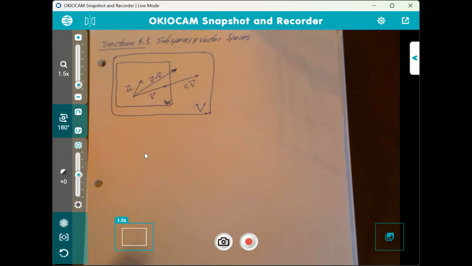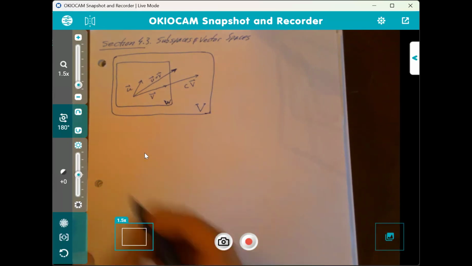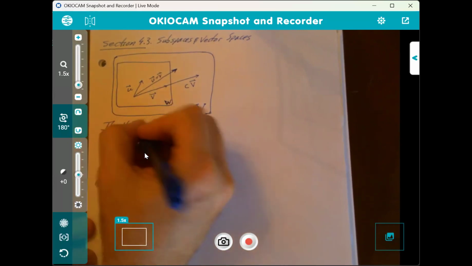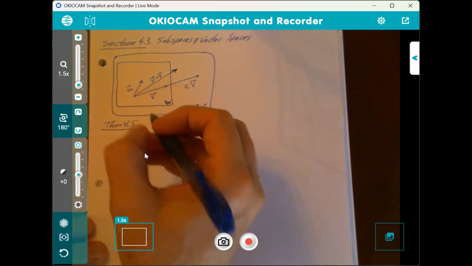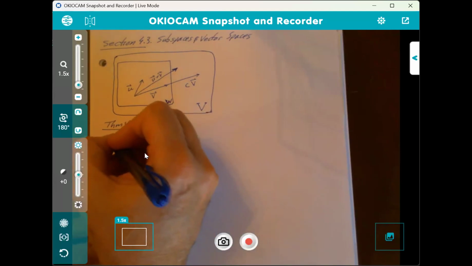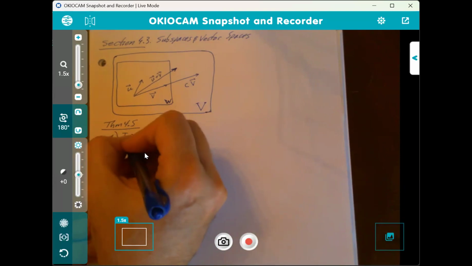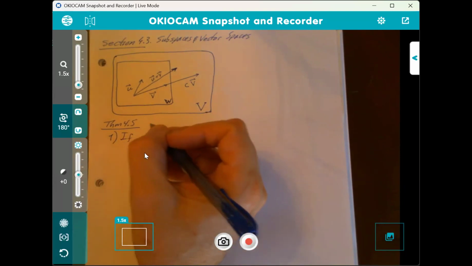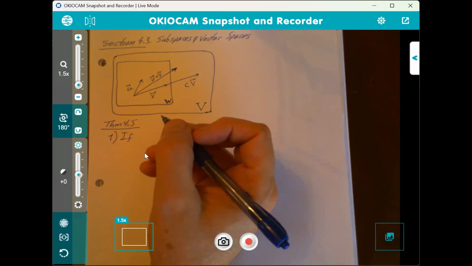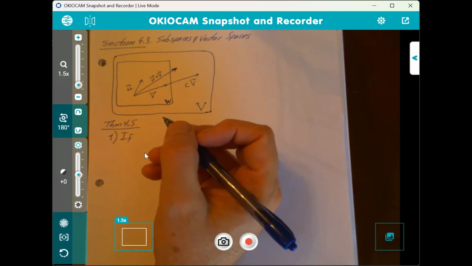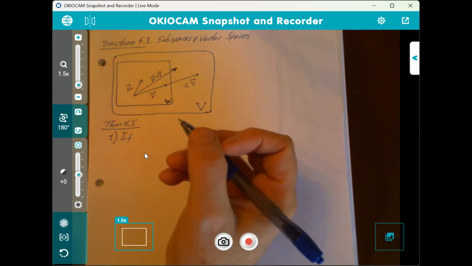Okay. Now, let's prove this theorem. This is theorem 4.5. The first part is straightforward. It's the second part that I really want you to see how it's done. Let me read it. This says if W is a non-empty subset of V, then W is a subspace of V if and only if the following closure holds.